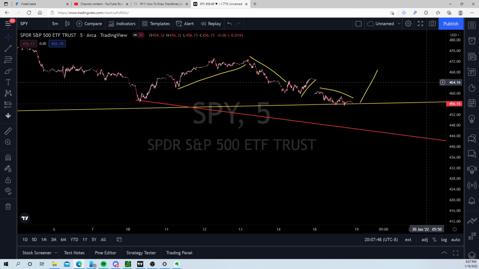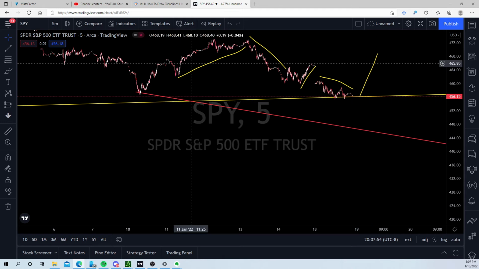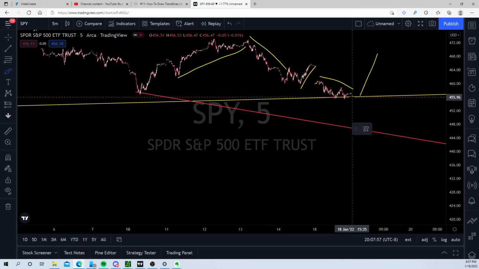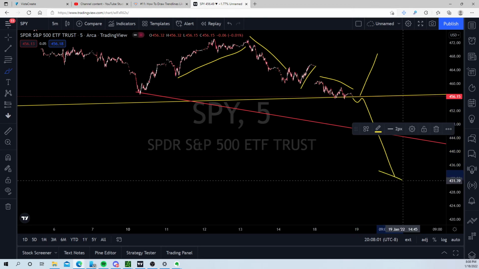Tomorrow am I going to wait? Yes, I'm going to wait until it hits below this level of 55.50 and actually close under. Because if it closes under, let's come do this and then we're going to come back down to here.